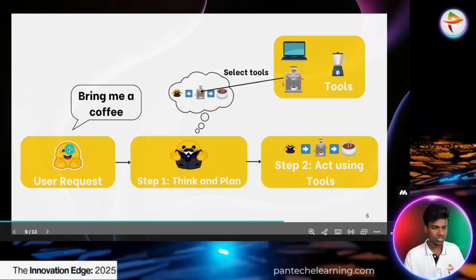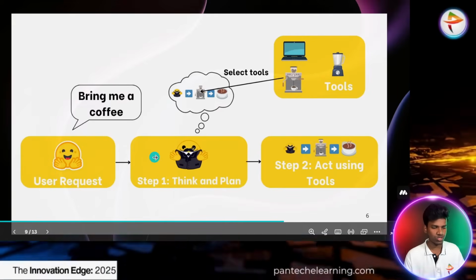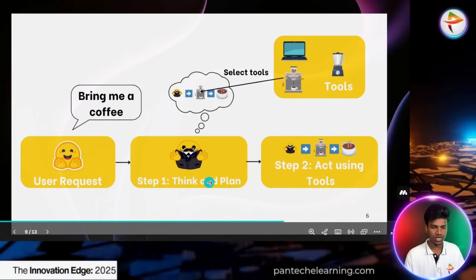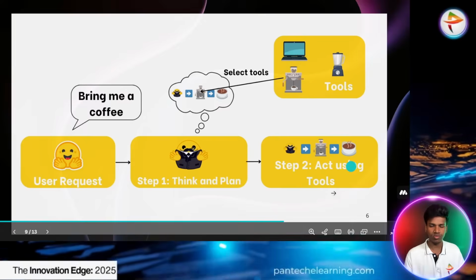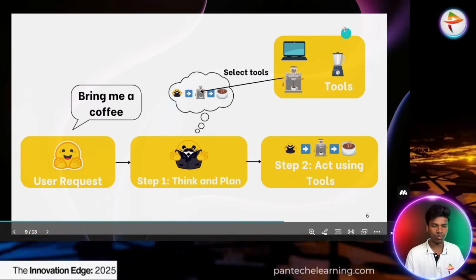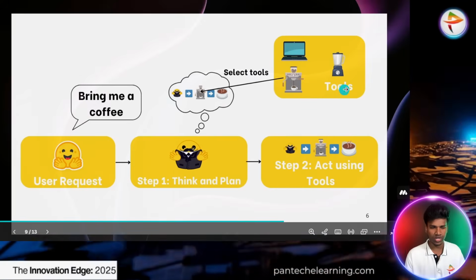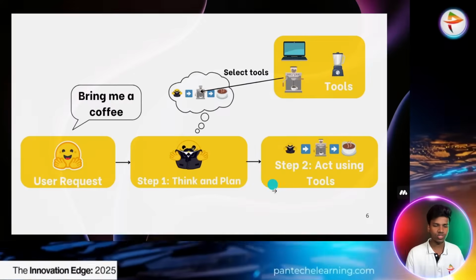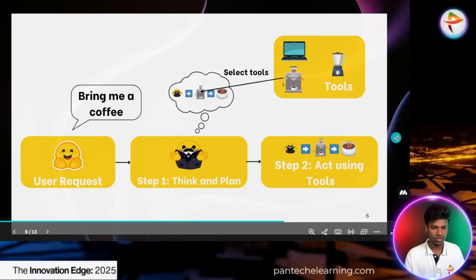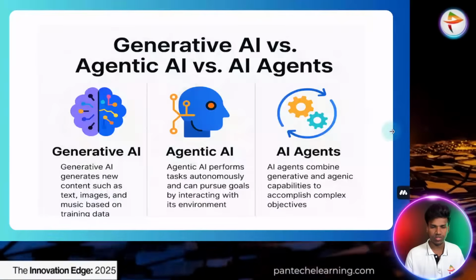This is the way the process is executed. On the user request, the first step is to think and plan. The second step is using the tools to execute. Finally, it completes the particular task, using the tools. In this way every agent works.